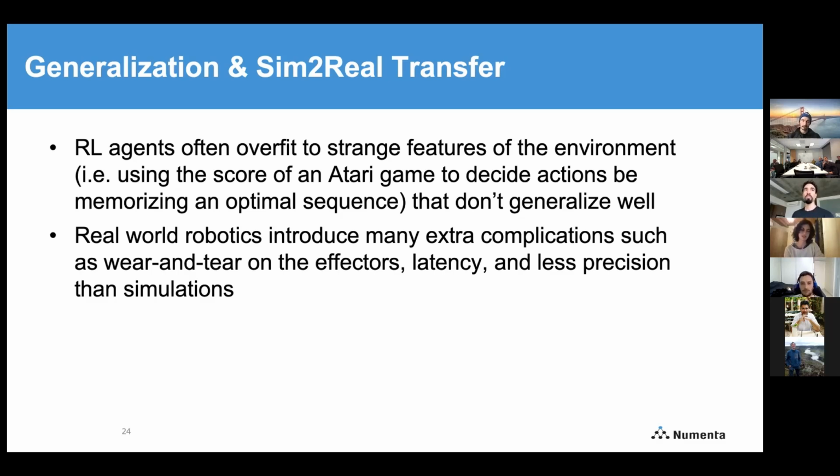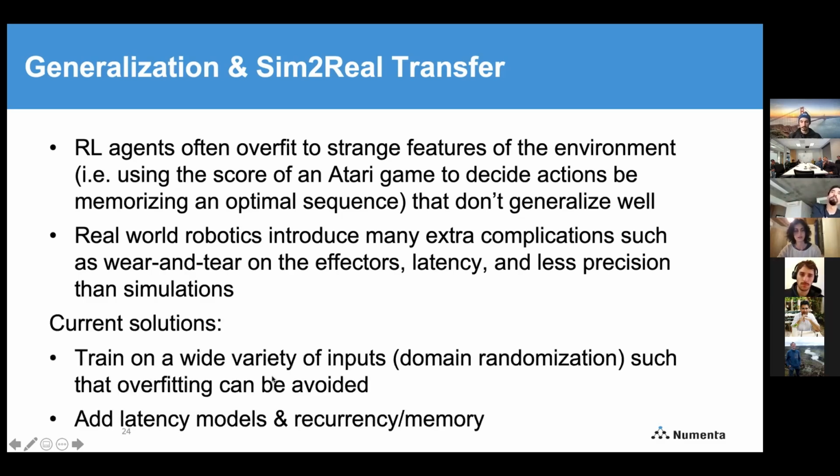Yeah, and one solution is... in real world robotics, there are other complications like wear and tear of the effectors. Then there's latency and also less precision than in the simulations. As solutions, you can train on a wider variety of inputs and add more randomness, so it can't just overfit. And also in real world robotics, you can add latency models or things like recurrency or memory.